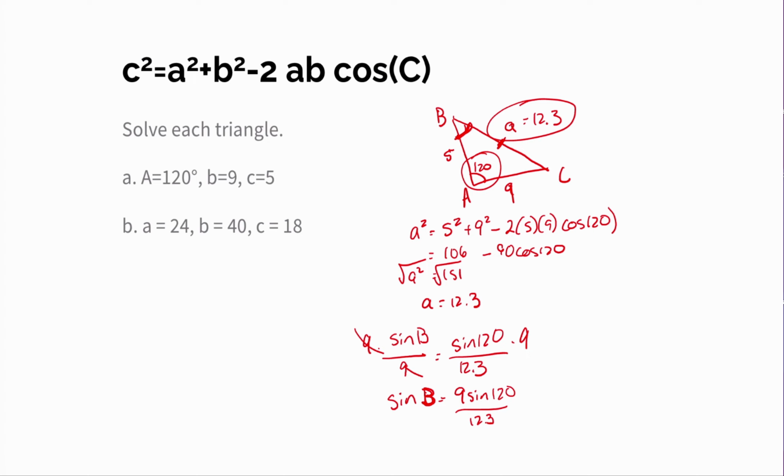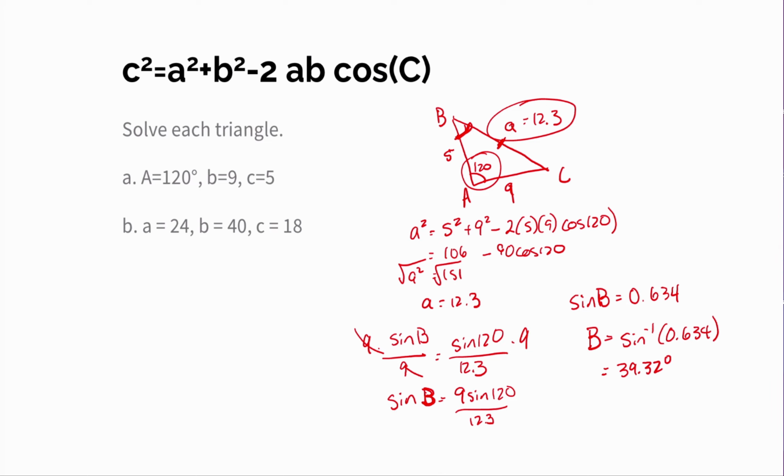And if I do that, sine 120 over 12.3, that gives me 0.634. I'm going to get sine B equals 0.634. Now, in order to find B, I use the inverse sine, which is going to be 39.32 degrees.